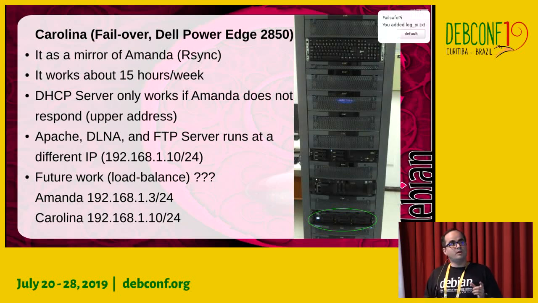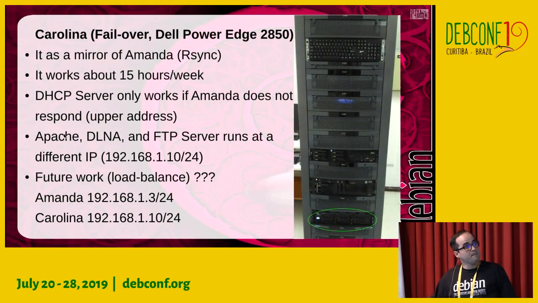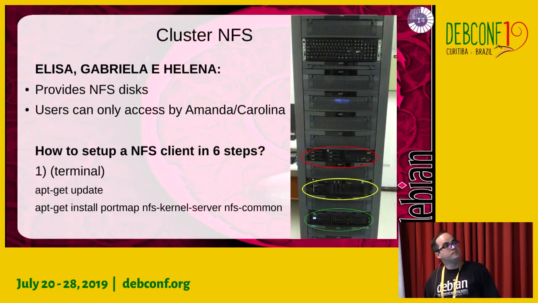But in general, Carolina sends some pings to Amanda. If Amanda does not respond, she turns the server on. That's the main idea. Apache, multimedia and FTP servers run at a different IP. The filter project needs to make a load balance between the two servers, but I must keep Carolina on. That's a little complicated, so I don't know if it's going to work.